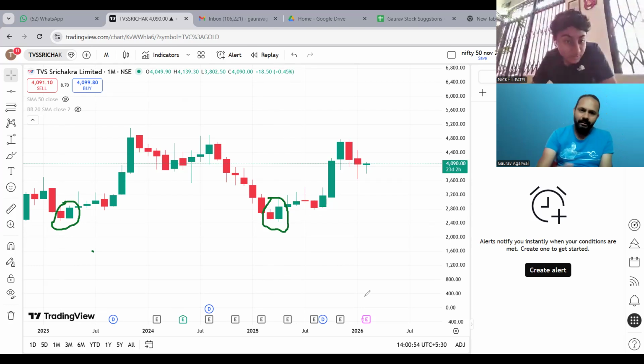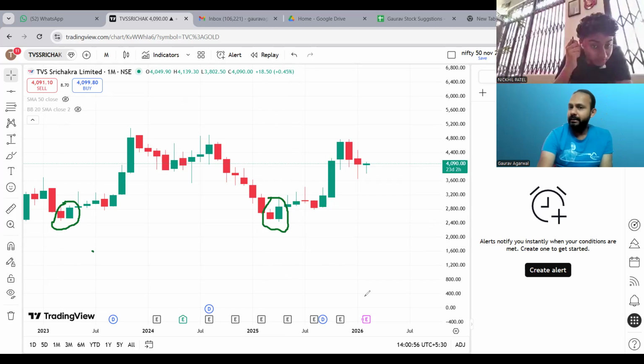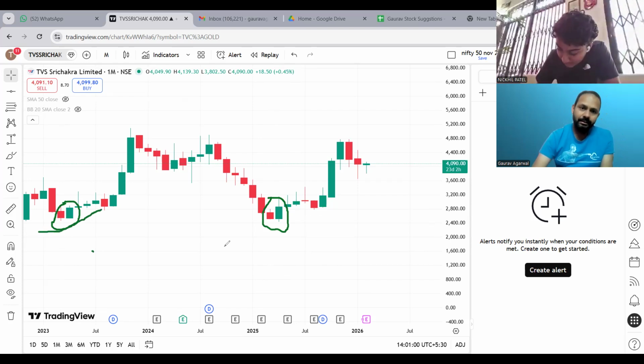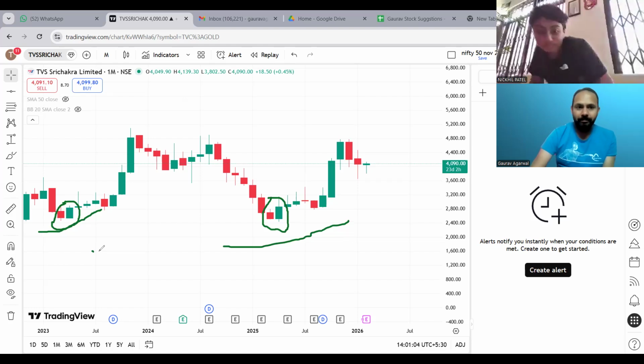So we can see the same twist pattern, right? See, on both sides you can see the same pattern in this stock, right? Yeah, I can see. Just the same. Everything is the same. Even the candles look the same.